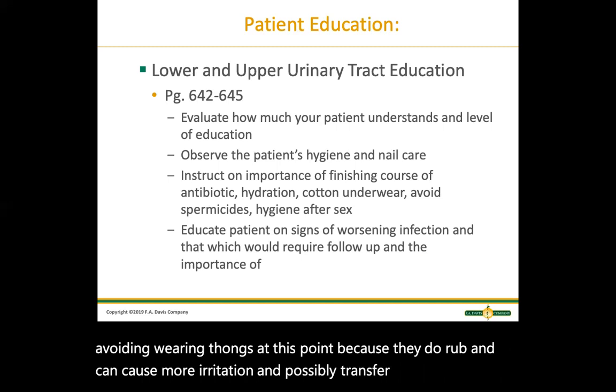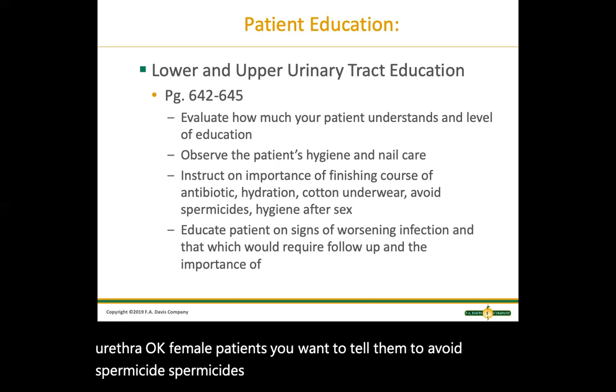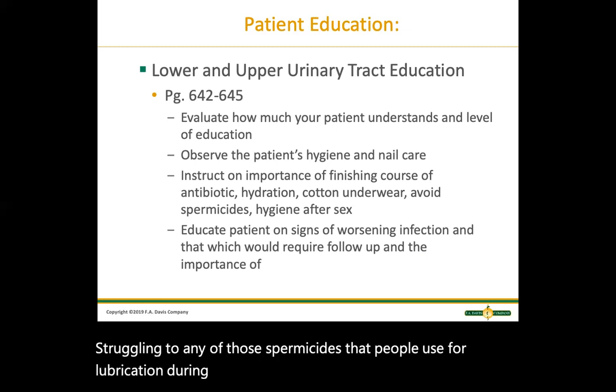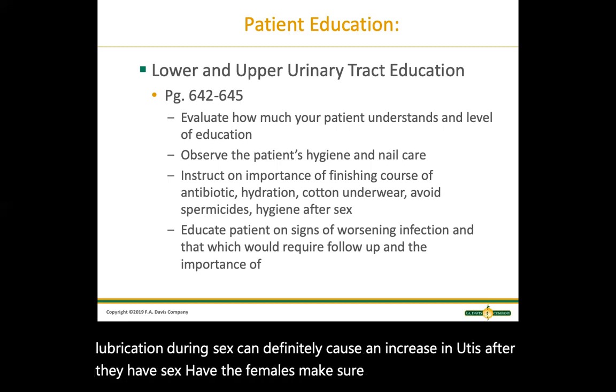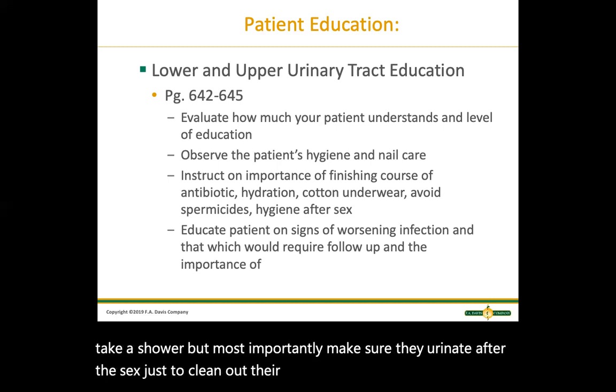coli into the urethra, okay? Female patients, you want to tell them to avoid spermicides. Spermicides like KY jelly, Astroglide, any of those that people use for lubrication during sex can definitely cause an increase in UTIs. After they have sex, have the females make sure they pee. If they can, take a shower, but most importantly, make sure they urinate after sex just to clean out their urinary tract. And of course, if they can wash up, that's fantastic.